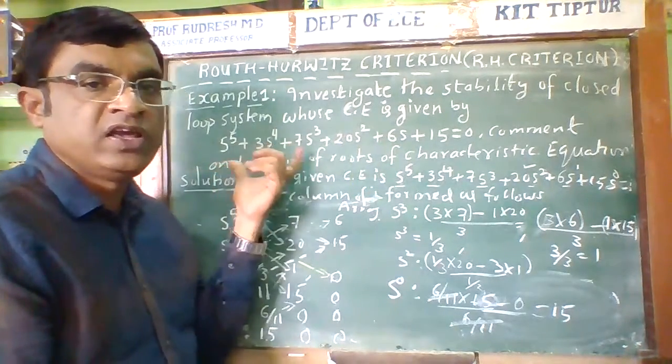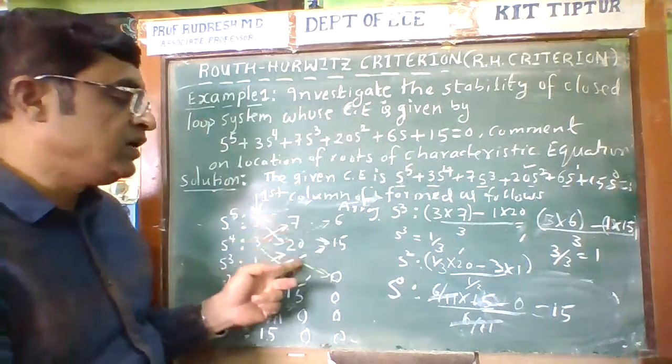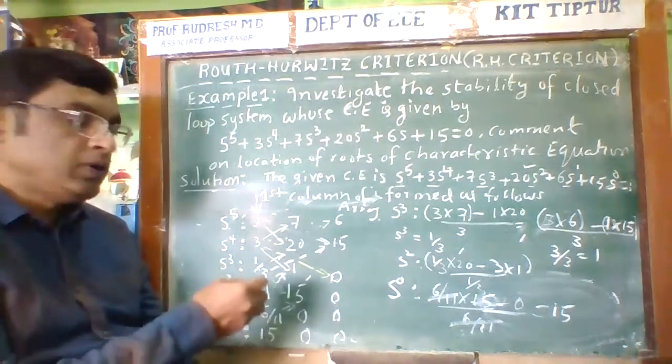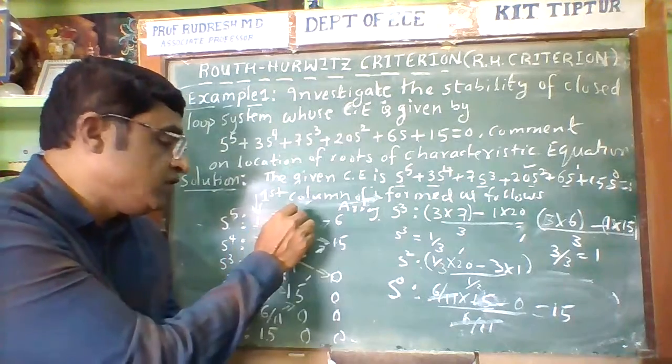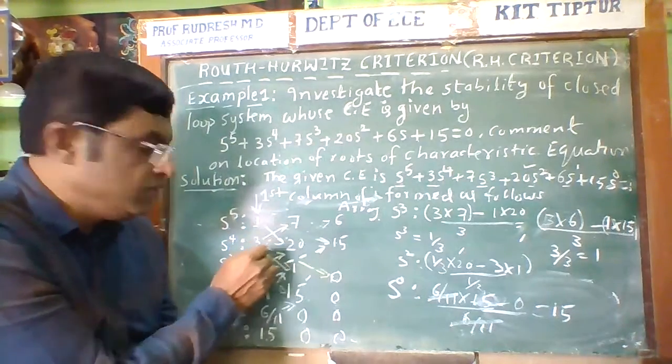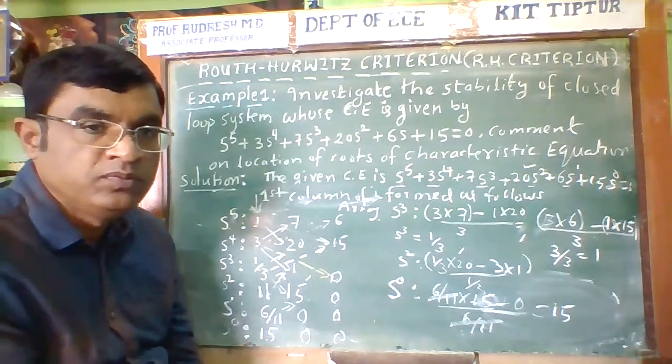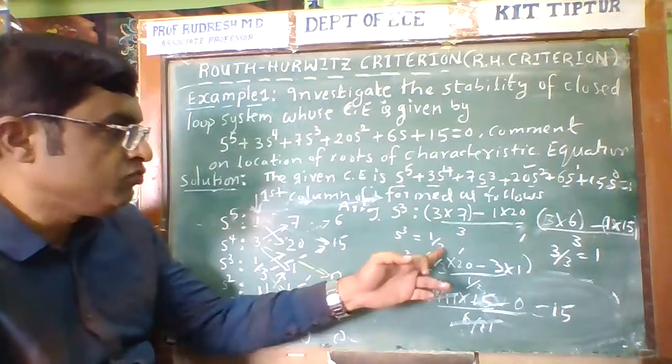Considering the coefficients of the characteristic equation, we write the first two rows. Next, using these two rows, multiply this into this, minus this into this, divided by this value, then it will give the s power 3 value.